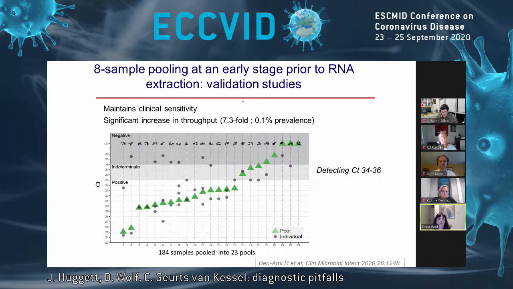And indeed, in early validation studies of 8 sample pooling, which have been published already, we showed that 8 sample pooling maintains clinical sensitivity, allowing detection of single samples with CT 34 to 36. Jim just described the CT concept. We miss only very low viral load samples of probably negligible infectivity. We also showed that under very low prevalence conditions, there was a significant increase in our throughput and efficiency.